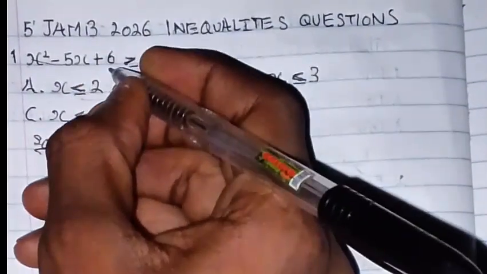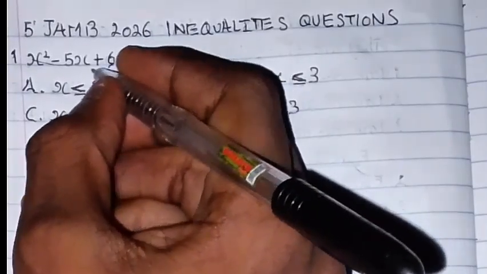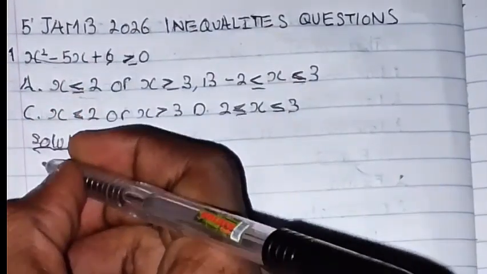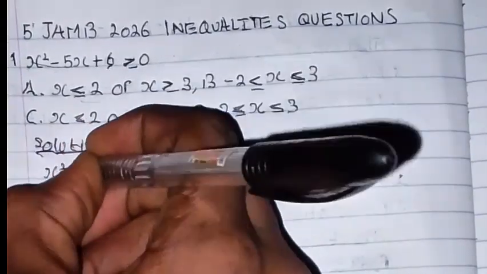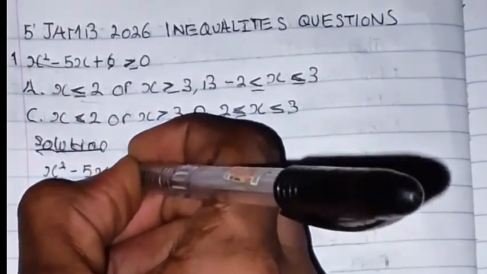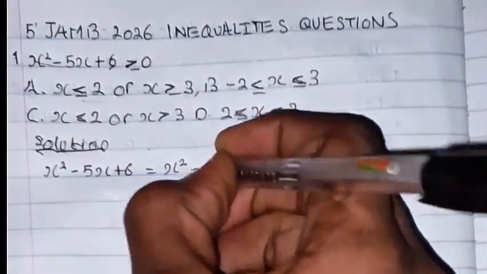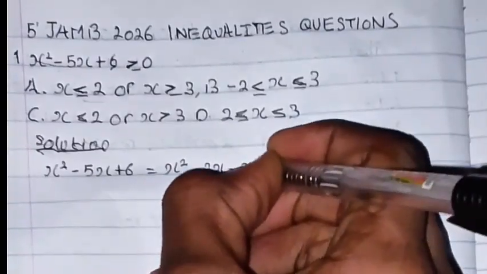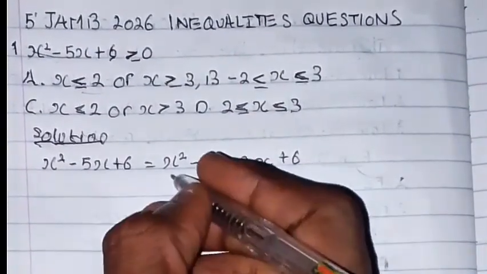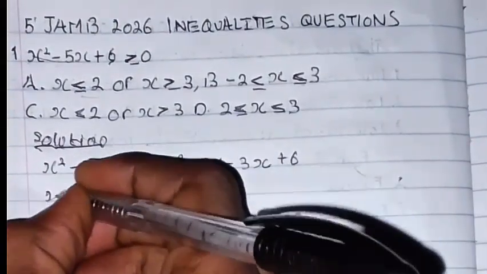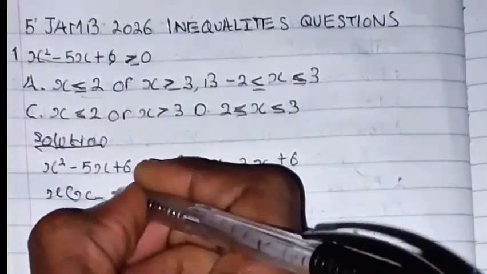We're going to look for two numbers which, when we multiply, give us 6, and when we add, give us minus 5. Those two values are minus 2 and minus 3. So I can say that x squared minus 5x plus 6 is also equal to x squared minus 2x minus 3x plus 6. Now we're going to factor out x. When factored out, we'll have x minus 2.